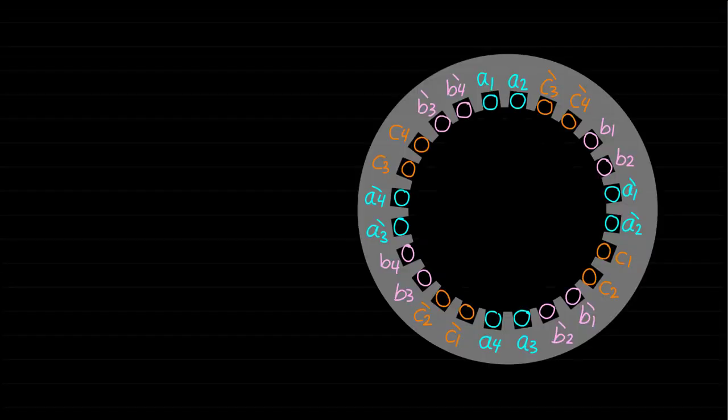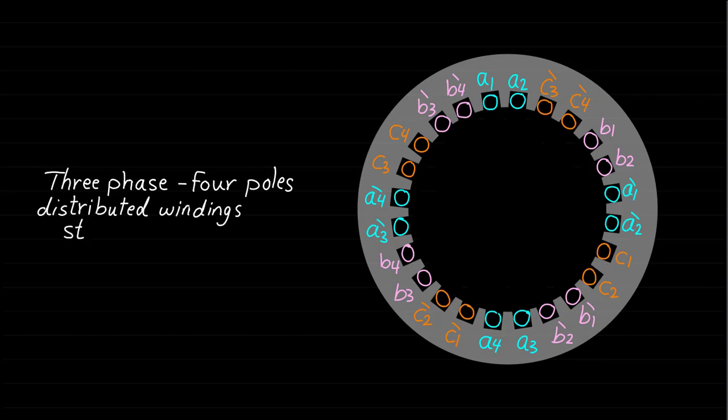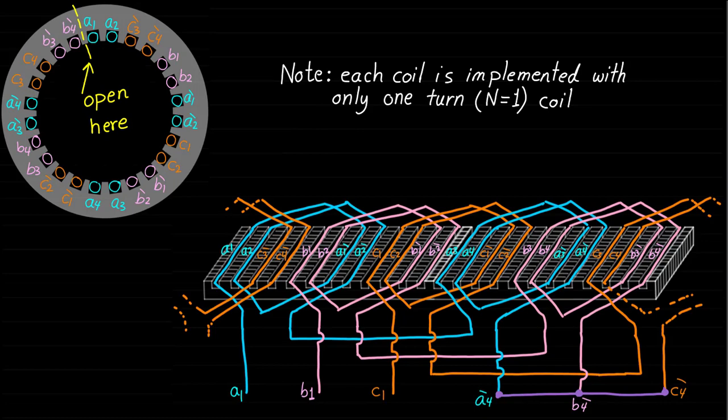This figure shows an example of the three-phase stator windings of 4 poles, where each phase consists of two groups of coils connected in series, and each group consists of two distributed windings. This figure shows how these 4 poles distributed stator windings are implemented if we open or flatten the stator core.